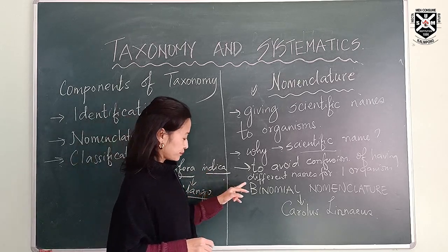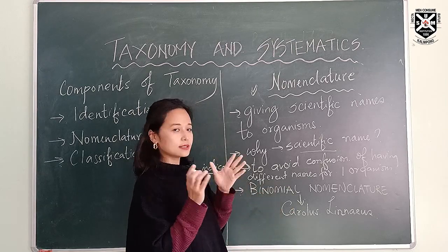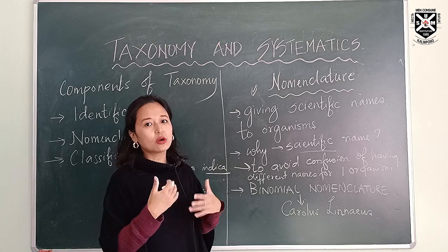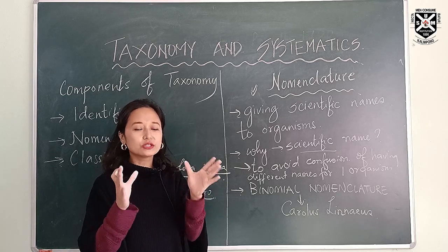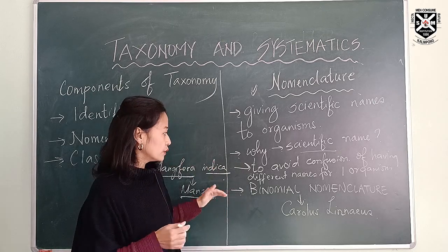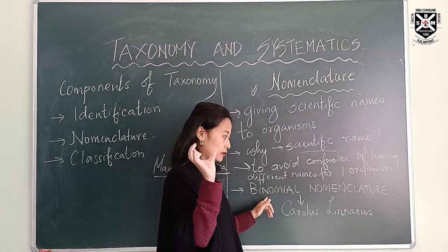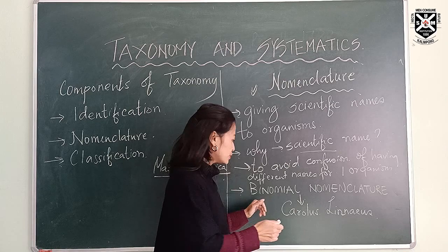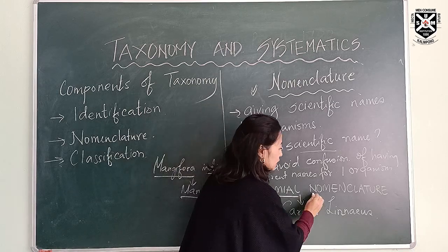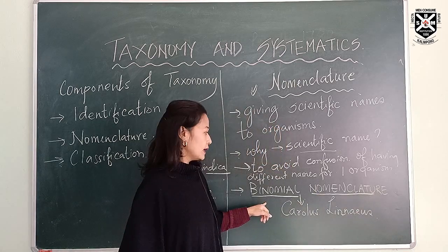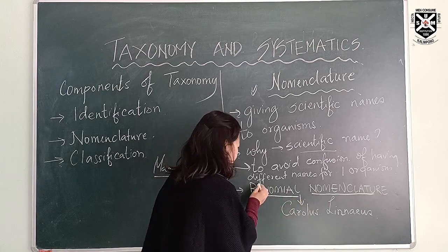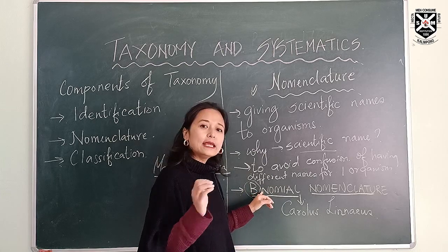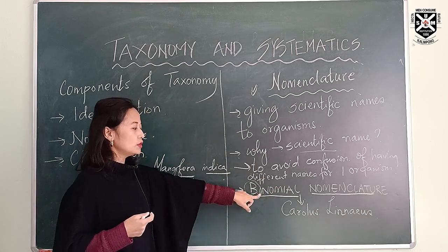And now there is a system. In order to give a scientific name to organisms also, we have to follow certain rules. There is a certain system of naming the scientific names, and that system is known as binomial nomenclature. Bi means two, nomial means names. So giving these two names is binomial nomenclature.